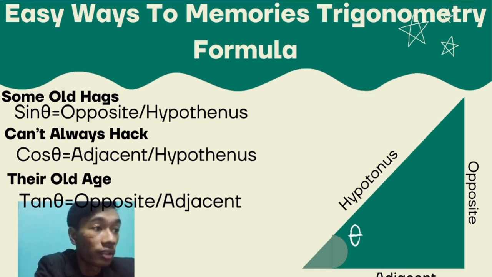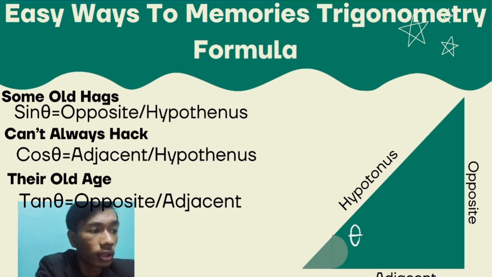Let me show you an easy way to remember the trigonometry formulas. The first is SOH for the sine formula. Why do we use SOH? This is because the letter at the beginning of the word represents each side or angle. For example, S for sine, O for opposite, and the last one H for hypotenuse. Clear?